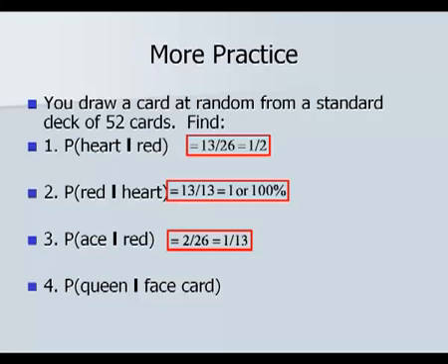And then number 4, the probability of being a queen given that it was a face card. You're going to do the probability of both a queen and a face card, which is 4 queens that are face cards, out of the probability of being just the face cards, which there's 12 face cards in the deck. That's all the jacks, queens, and kings. There's 12 total in the deck. So 4 out of 12, which equals 1 out of 3.